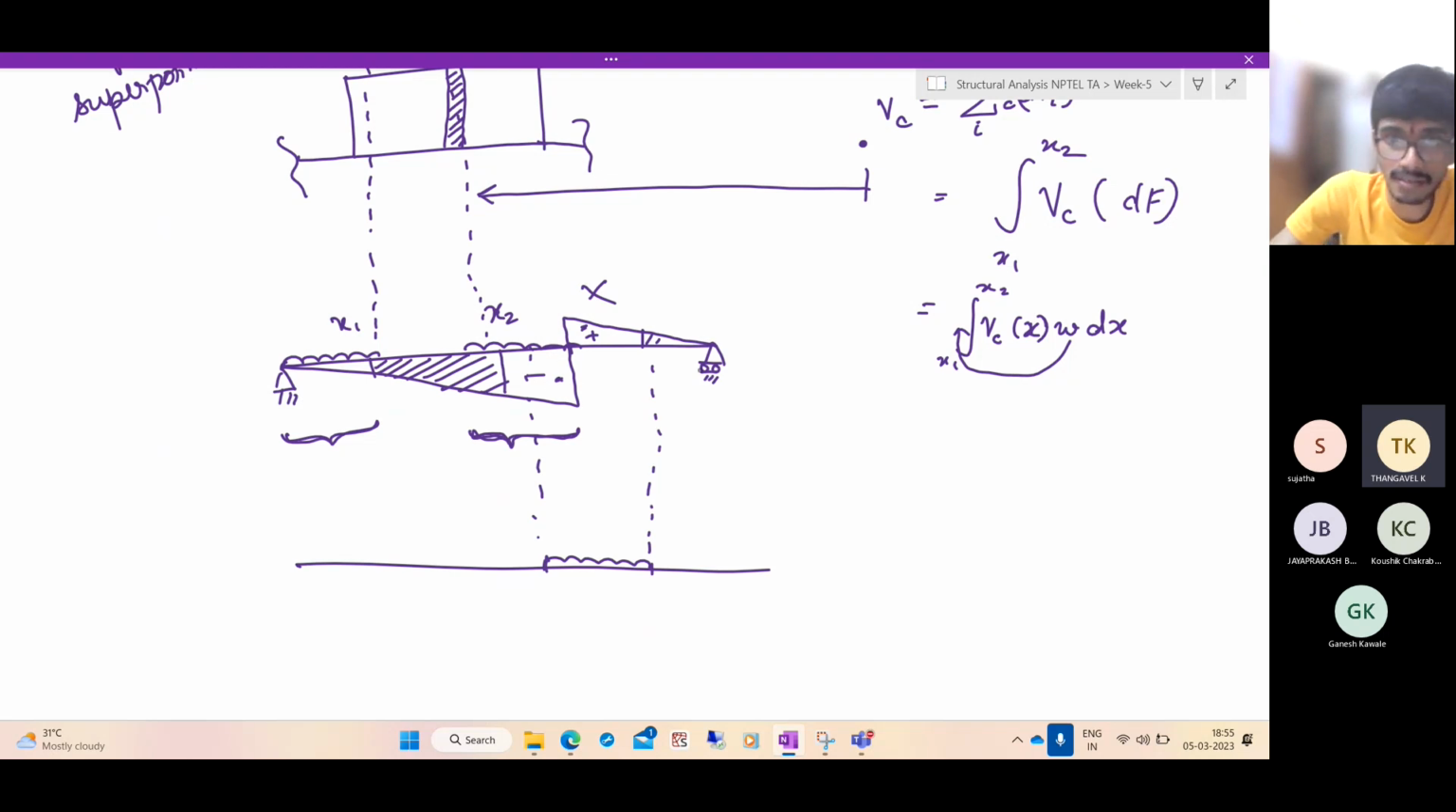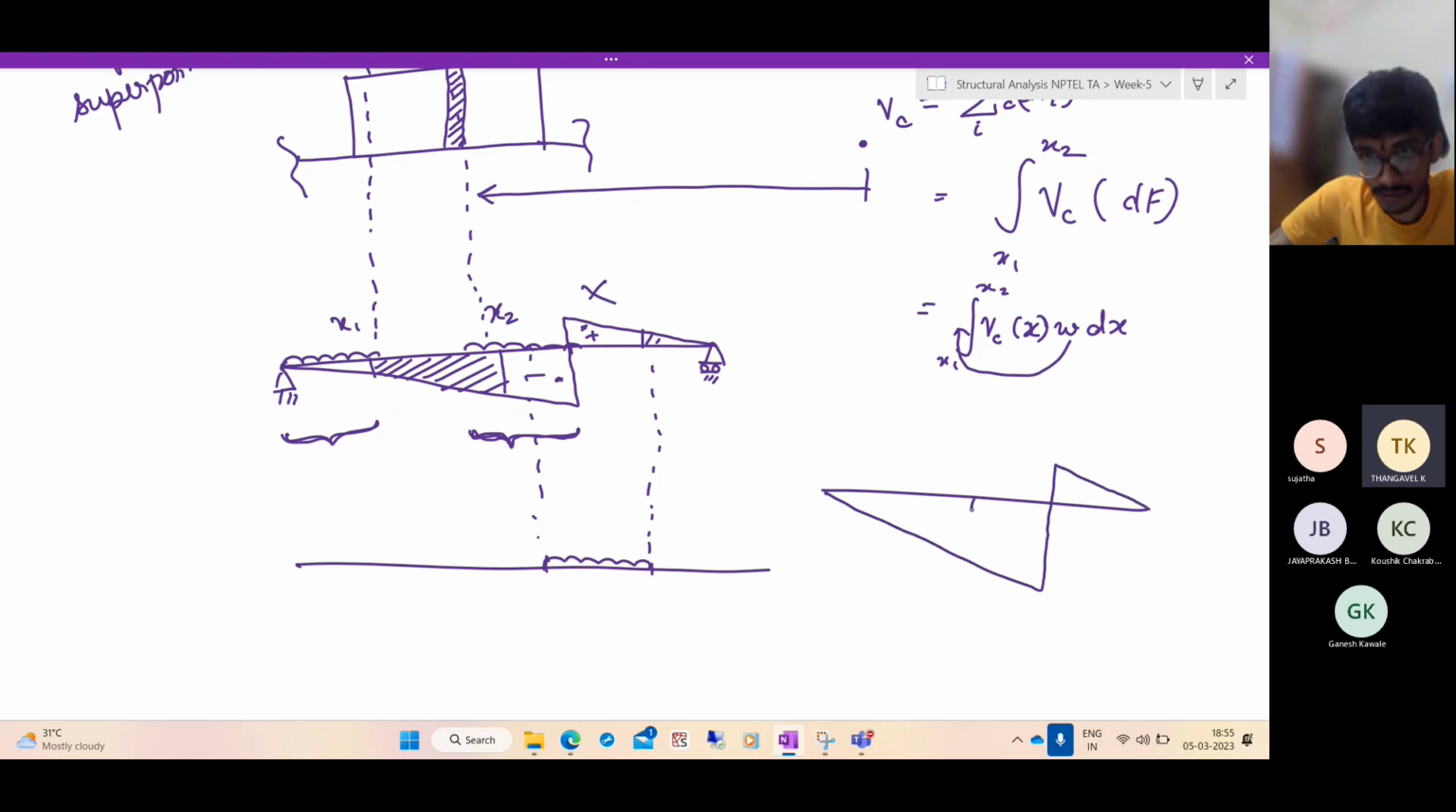So based on this inspection, we find that the best place to keep the UDL to get maximum shear force is here, because this is the maximum area we can get. The UDL span is fixed, this is 5 meters. If it crosses this, it will cancel out with the positive. If it goes below, it will be less.